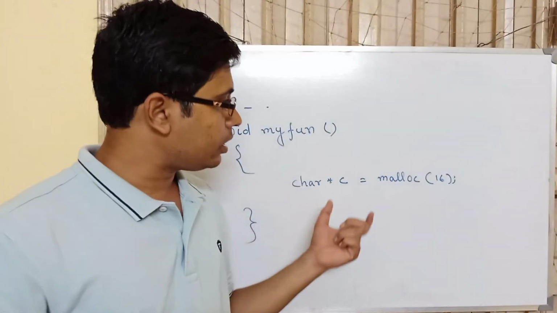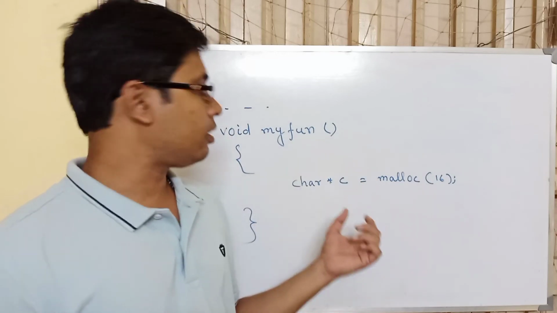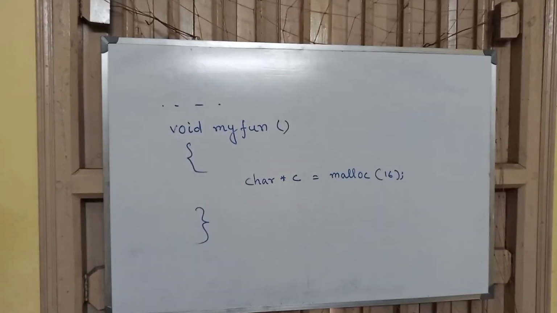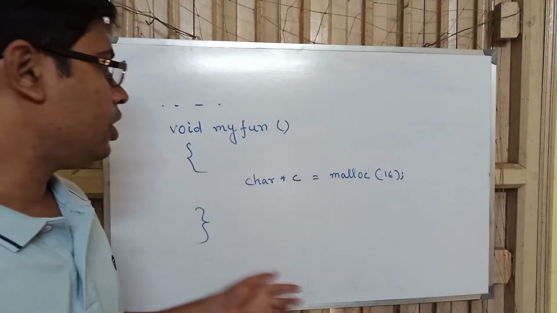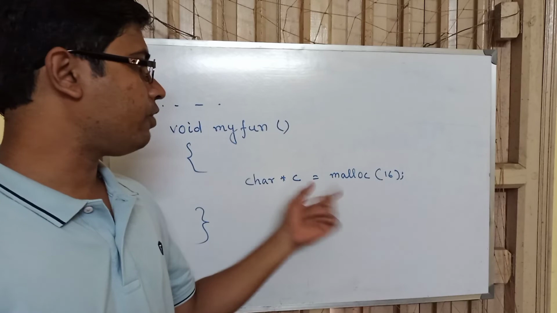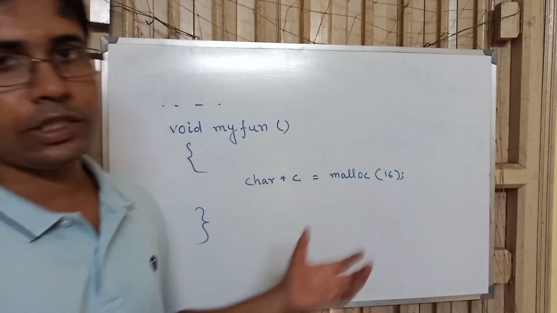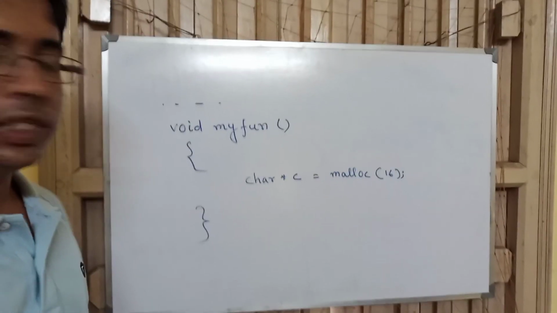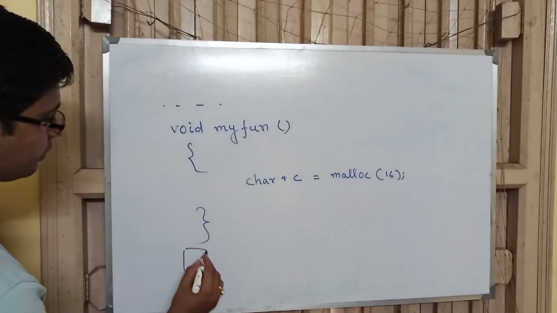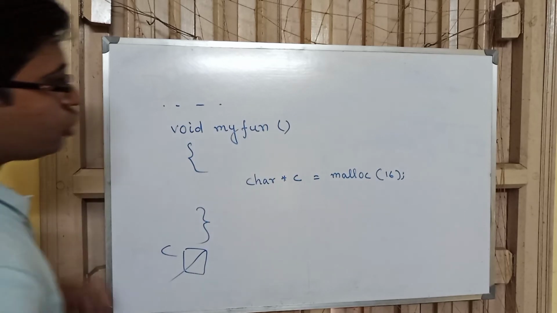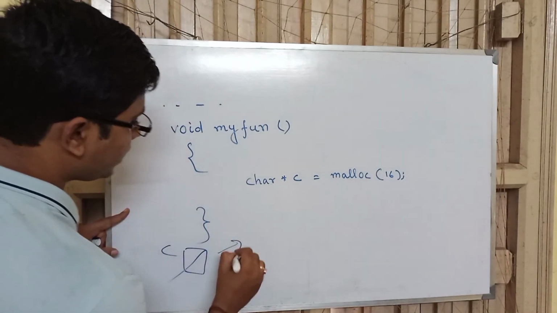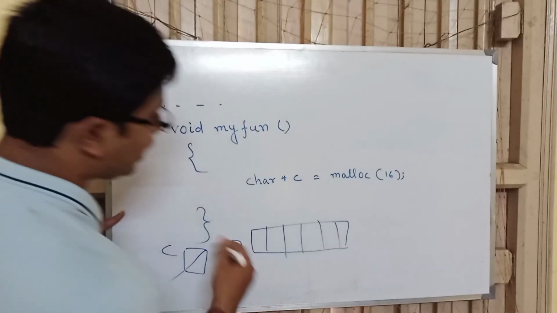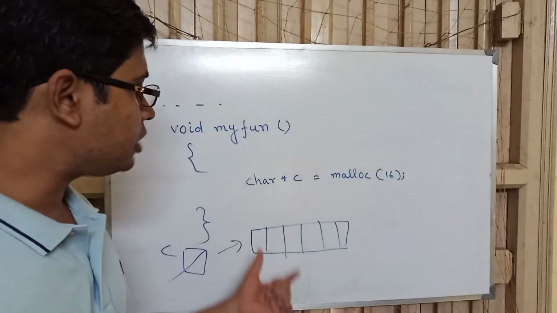Here in this function we are allocating memory by the malloc function, and c catches the base address. When the program terminates, c will not be there. c is entirely vanished, so we cannot access this memory pointed to by c. This memory is totally wasted.